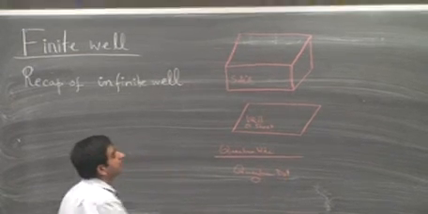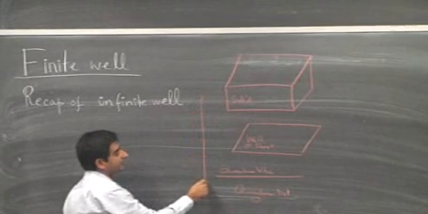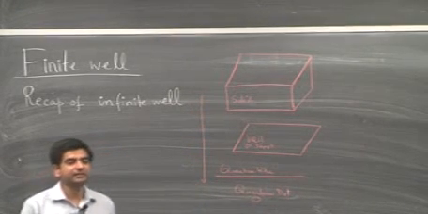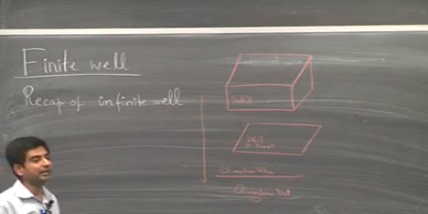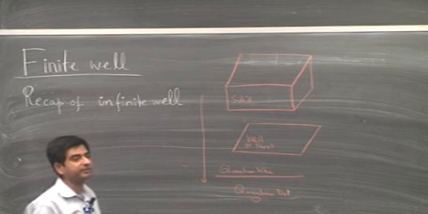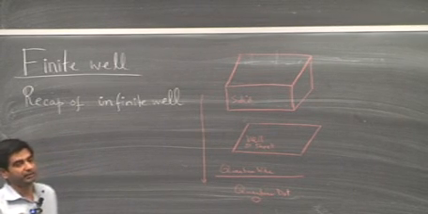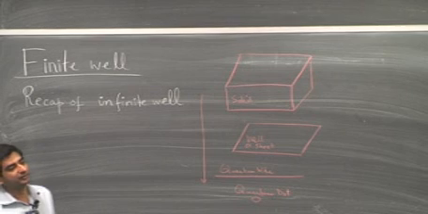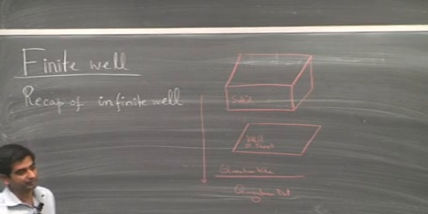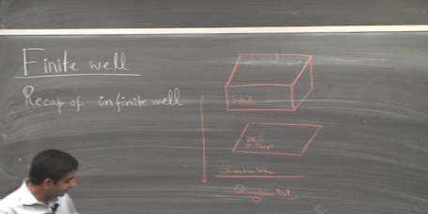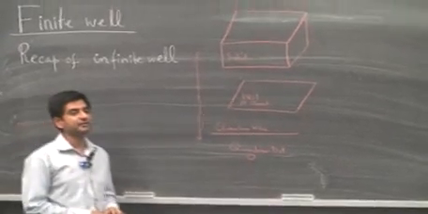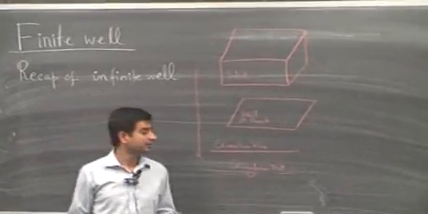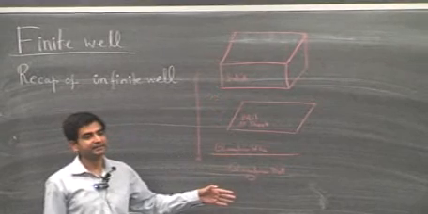So as we are going from top to bottom, we are reducing the dimensionality of the system and we are localizing the electron further and further and further. In other words, we are constraining the electron to move in a smaller number of directions. And as a result, the energy levels of these structures get discretized.